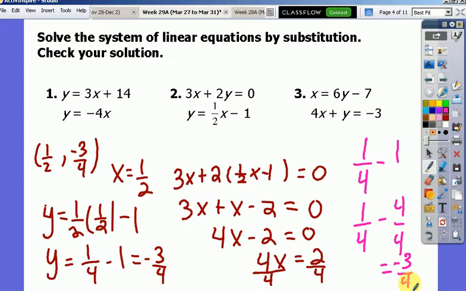Alright, any other questions about 1 and 2? Last one here. Okay. Can I erase this? Yeah. Okay, let's look at the next one.